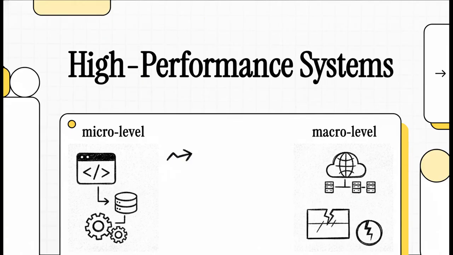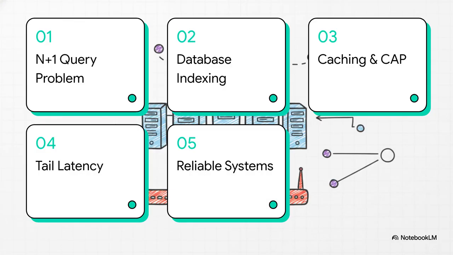Architecting and operating high-performance distributed systems. Today, we're diving deep into exactly what it takes to build and, more importantly, maintain these massive networks at scale. Welcome to this explainer. Here's our roadmap for today. We'll start by looking at the n+1 query problem, unpack some database indexing strategies, explore caching patterns along with the CAP theorem, figure out how to tame distributed tail latency, and finally wrap up with operating reliable systems.